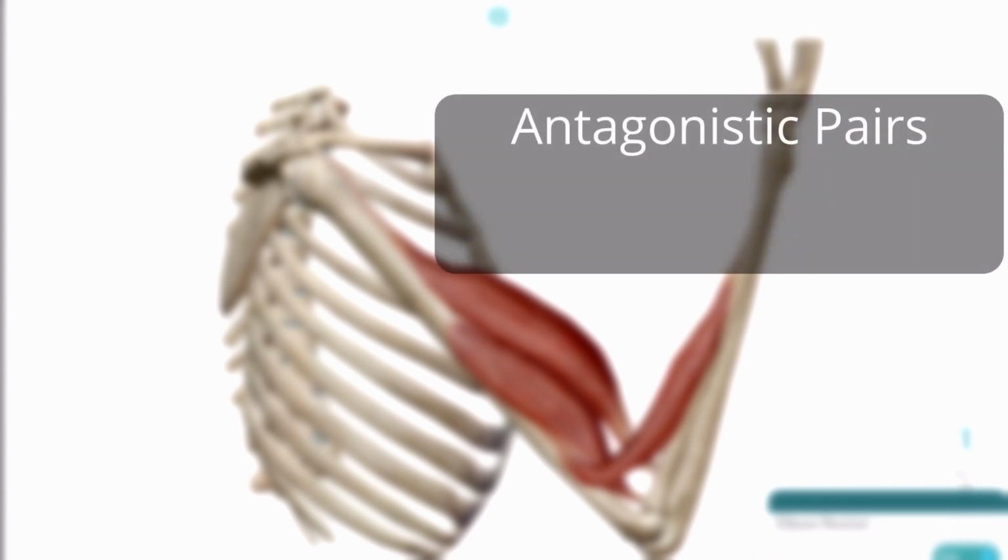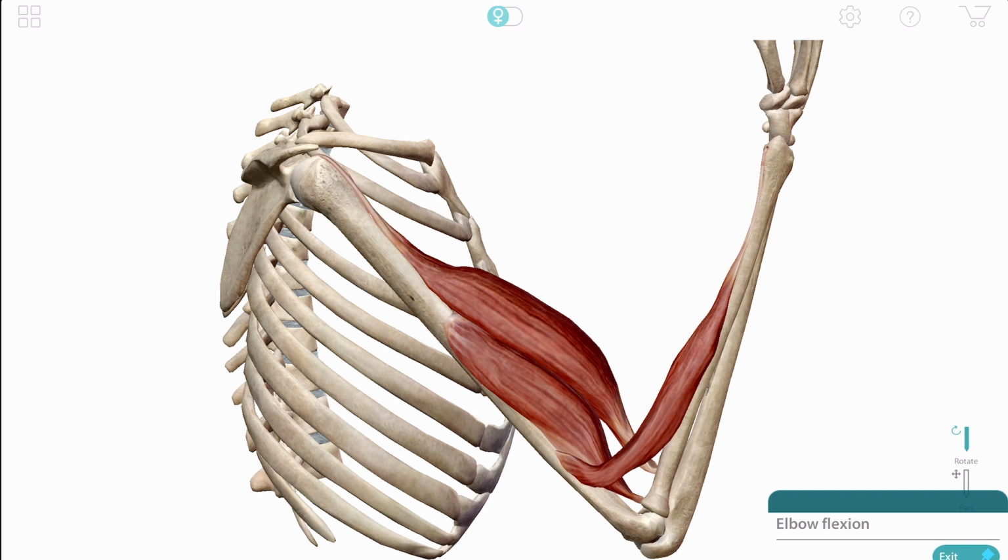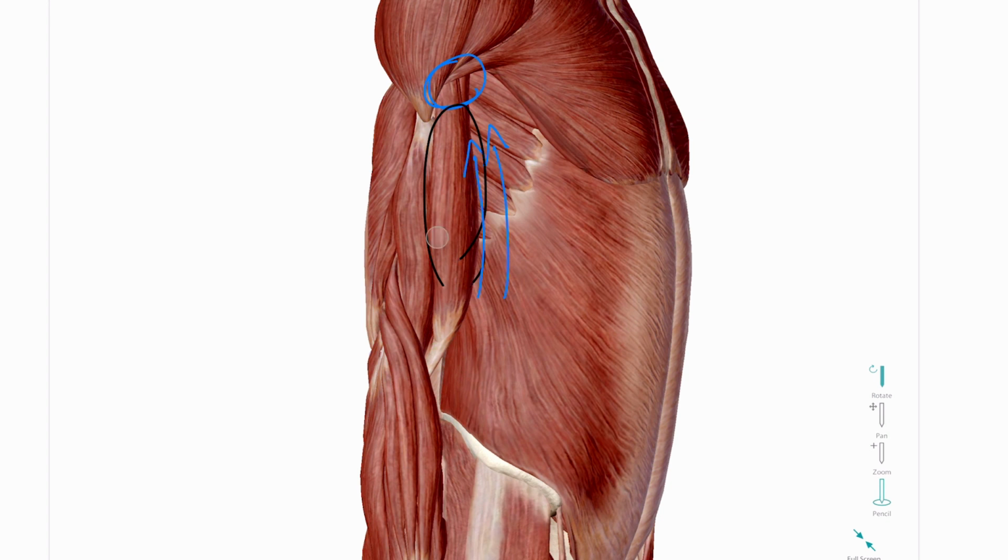Now, many of our muscles exist in antagonistic pairs. This means one muscle does an action and the other muscle undoes the action. We'll keep using the bicep as an example. So we've curled our arm, felt the bicep contract toward its point of origin. Now, to uncurl the arm, we need to contract the antagonist.